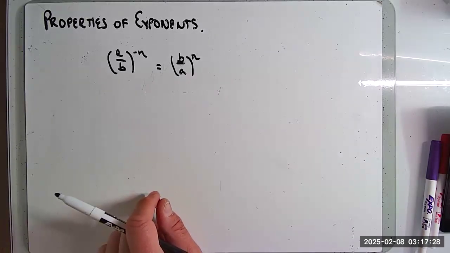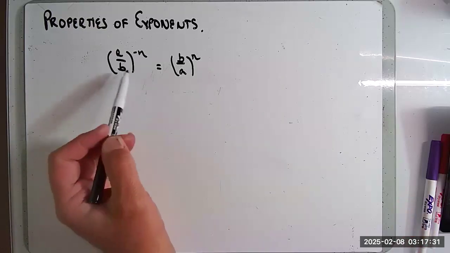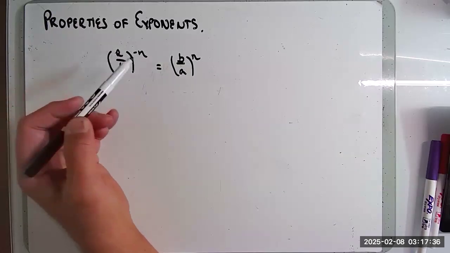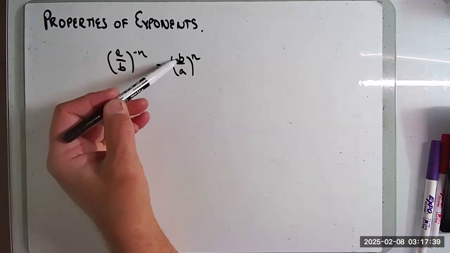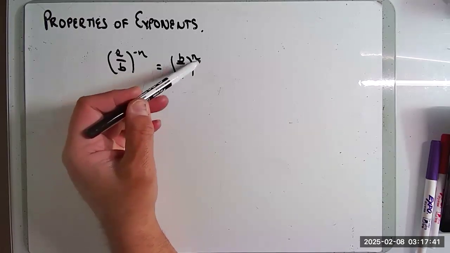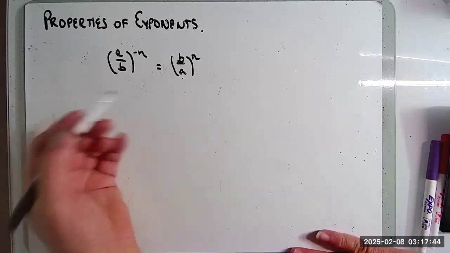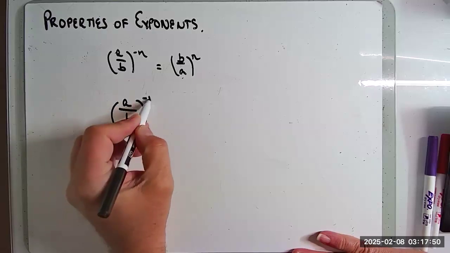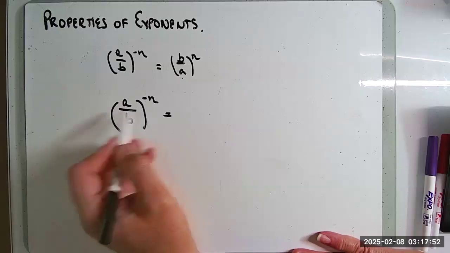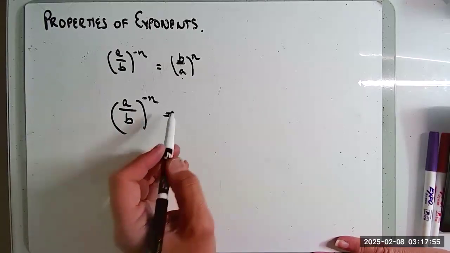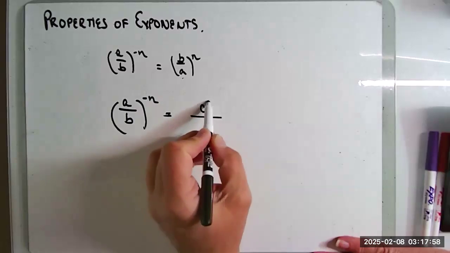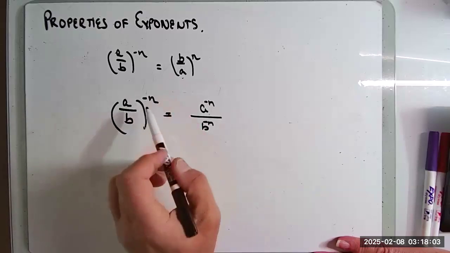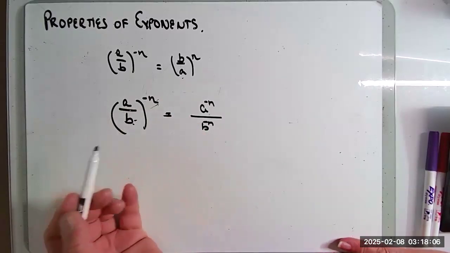In the previous video, I left a problem halfway. We can also use this property, a over b to the negative n is the same thing as b over a to the n. That's easy. If I have a over b to the negative n, as per the distributive power quotient to power rule, this is the same thing as a to the negative n over b to the negative n. We can distribute the exponent to each part of the quotient here.